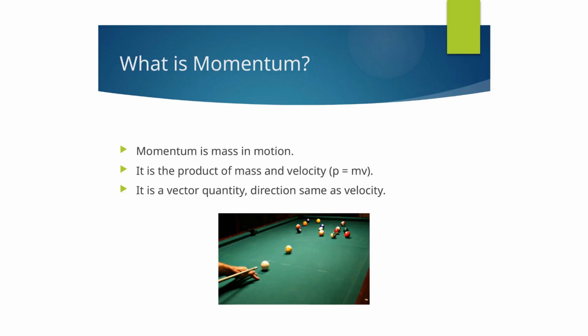Momentum is mass in motion. We calculate it using the formula P equals m times v, where P is momentum, m is mass, and v is velocity. Since it's a vector, its direction is the same as the object's motion. Think of a moving car. The heavier and faster it is, the more momentum it carries.